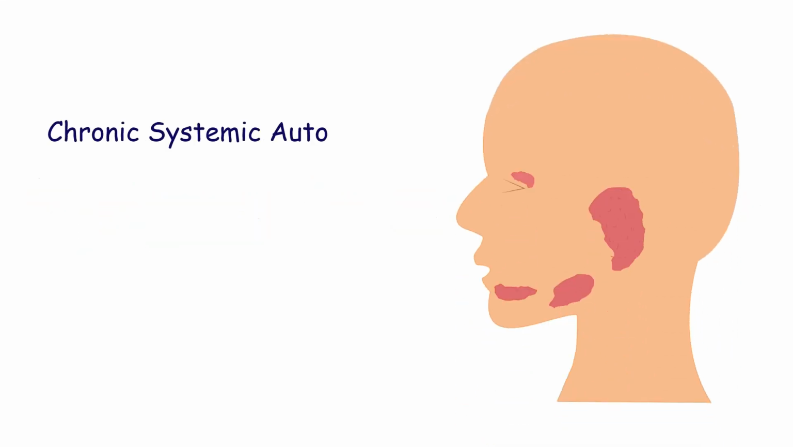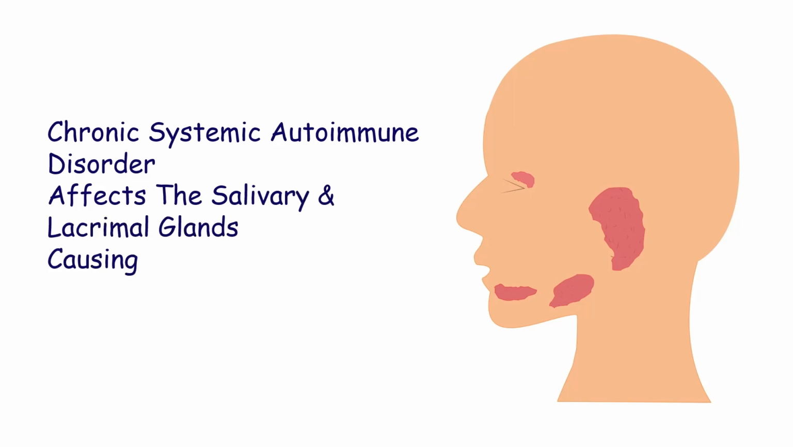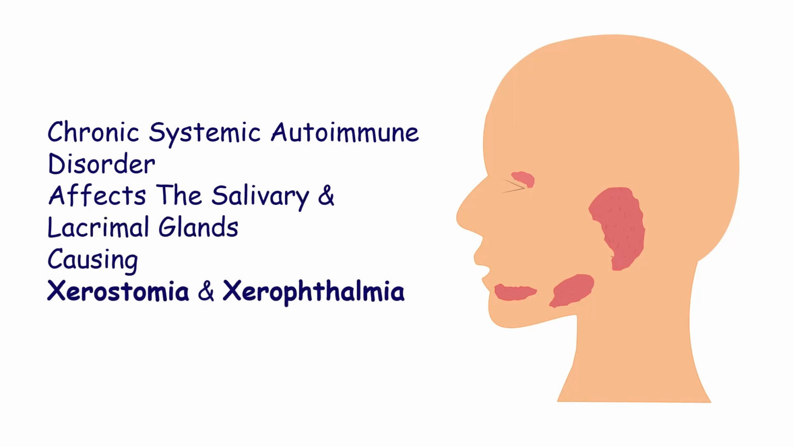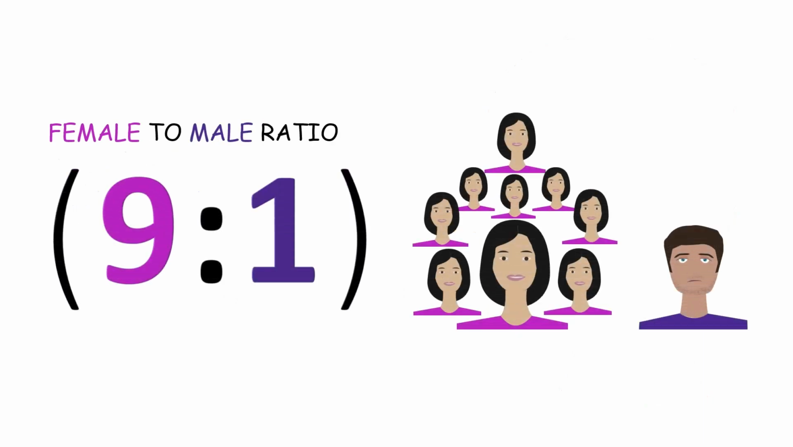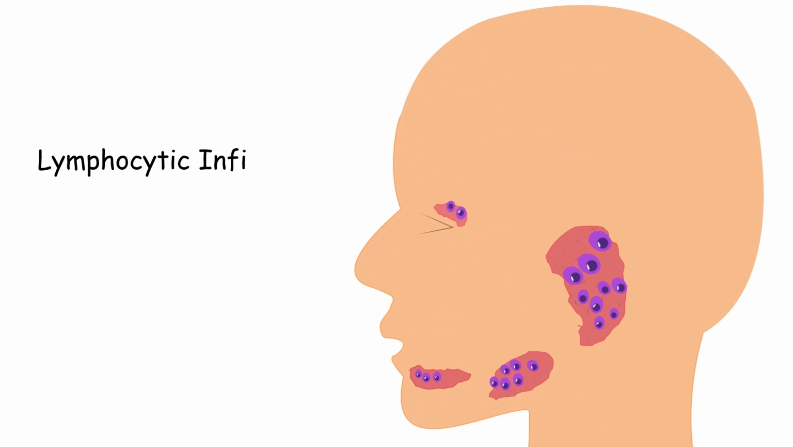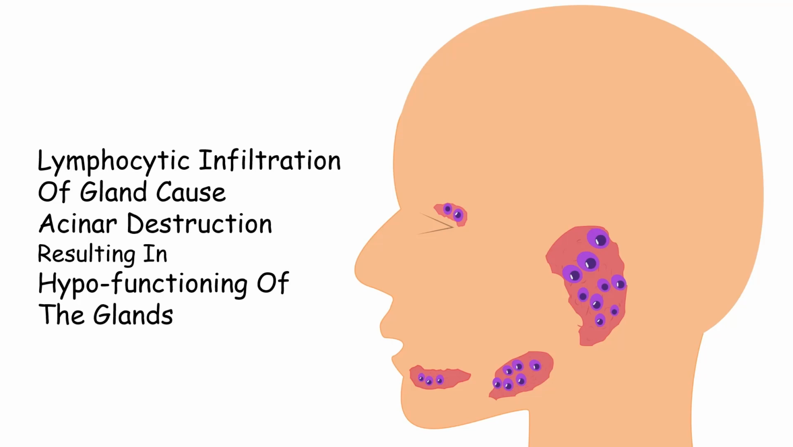Sjogren syndrome is a chronic systemic autoimmune disorder that affects the salivary and lacrimal glands, causing xerostomia and xerophthalmia. The female to male ratio of this disease is 9:1. Lymphocytic infiltration of glands causes acinar destruction that results in hypofunctioning of these glands.